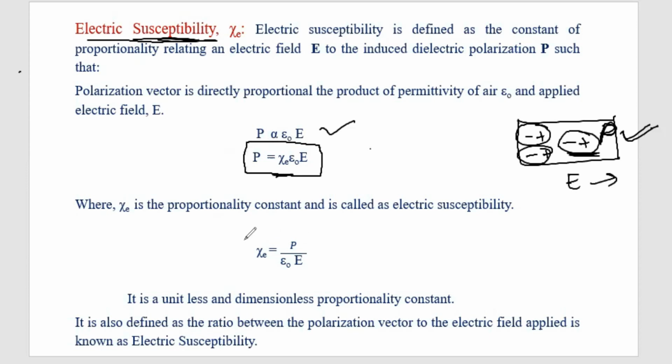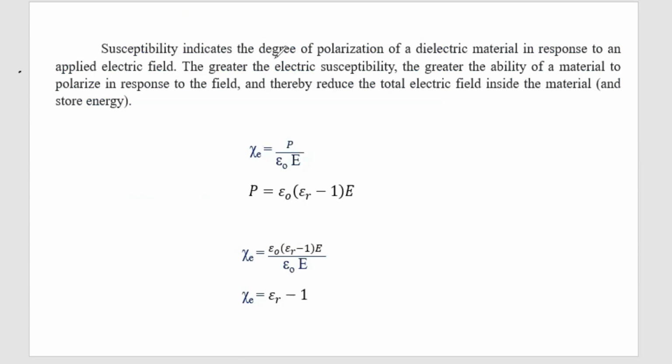From this we can give the formula for susceptibility. Chi E is equal to P by epsilon naught E. Hence it is the ratio of the same dimensions. So the susceptibility doesn't have any units. So this susceptibility indicates the degree of polarization, to what extent it can get polarized and how much time it can sustain that. So the more the susceptibility value, the greater the ability of the material to polarize in response to the field. So as we have seen, chi E is equal to P by epsilon naught E.